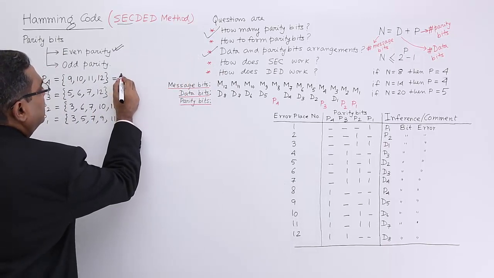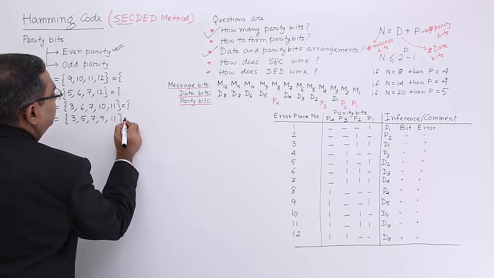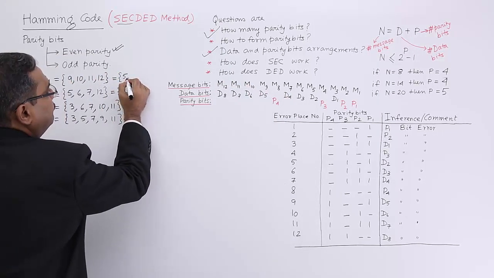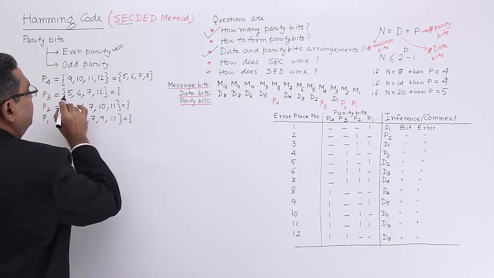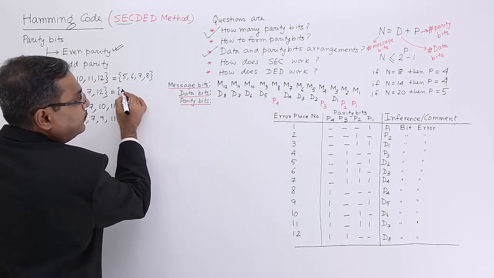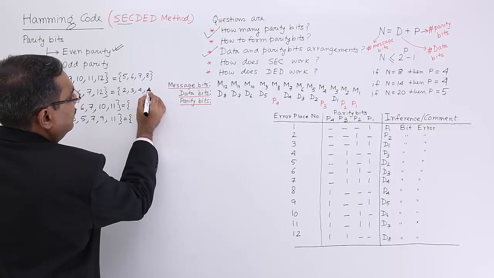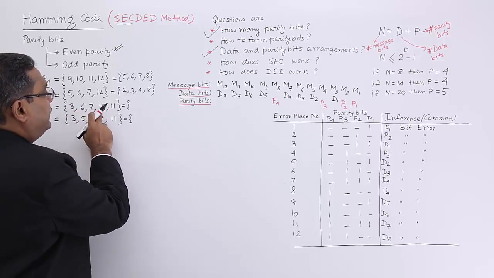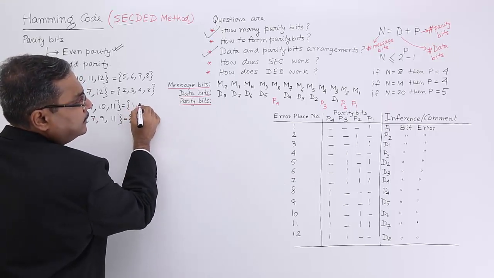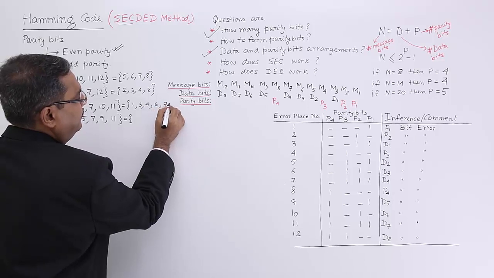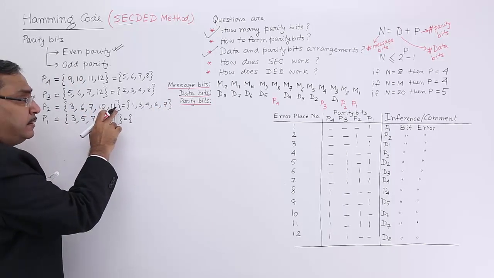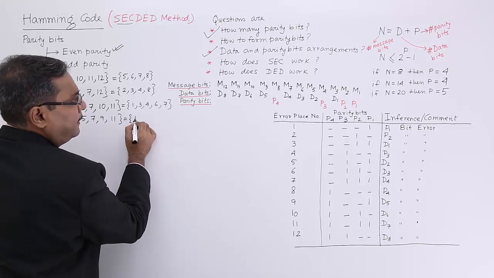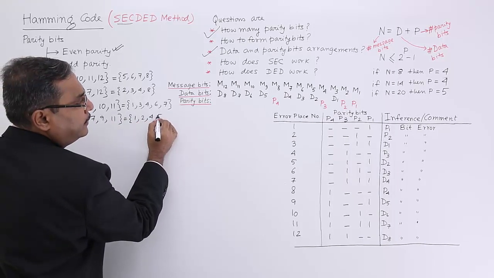So let me convert it to the respective data bit place numbers. 9, 10, 11, 12: now you see 9, 10, 11, 12 means data bit numbers 5, 6, 7, 8. So for P3 it is 5, 6, 7 and 12. Next, 3, 6, 7, 10, 11. So these are the message bit place numbers and these are the respective data bit place numbers. And for P1, 3, 5, 7, 9, 11.